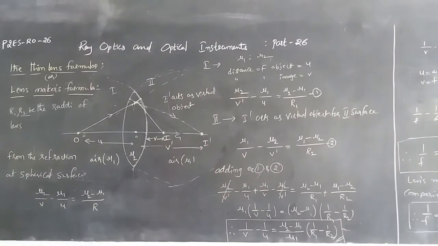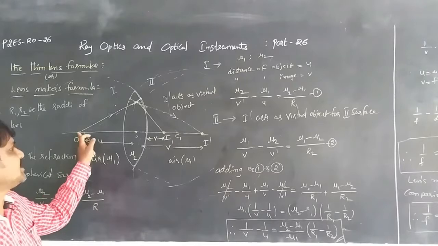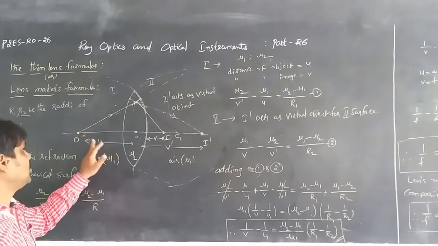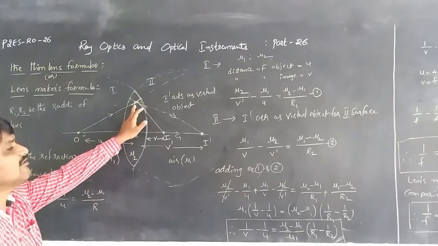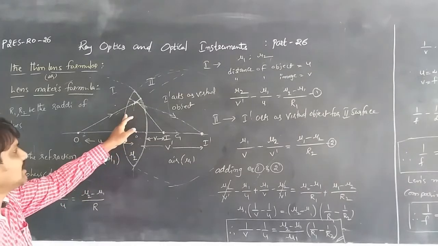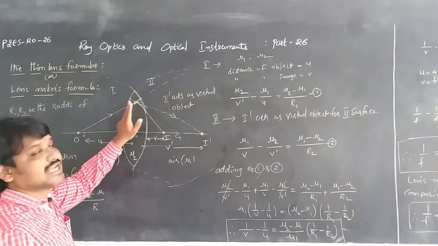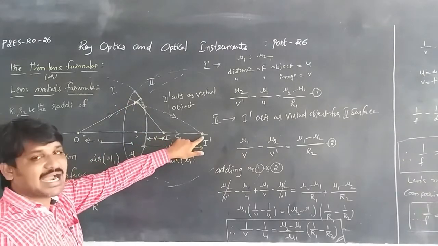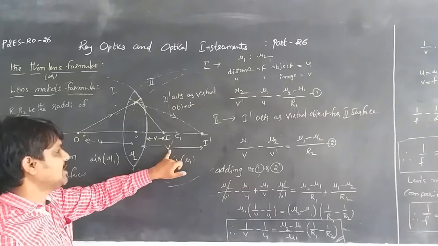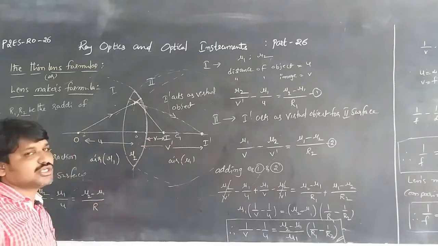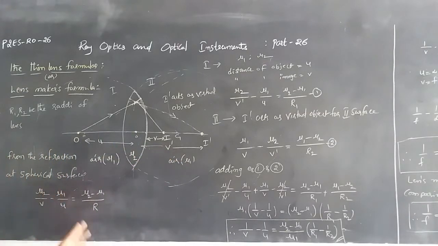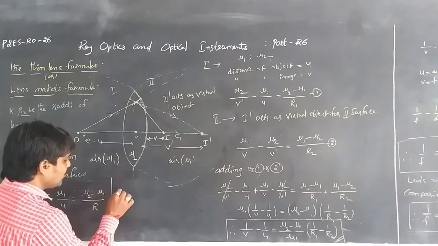The object is placed at O at a distance of u, and the light is incident on the first surface of the lens. If there is no second surface, the light forms the image at I dash at a distance of v dash. Due to refraction at the first surface, we have the formula for refraction on a spherical surface: mu2 by v minus mu1 by u is equal to mu2 minus mu1 by r.